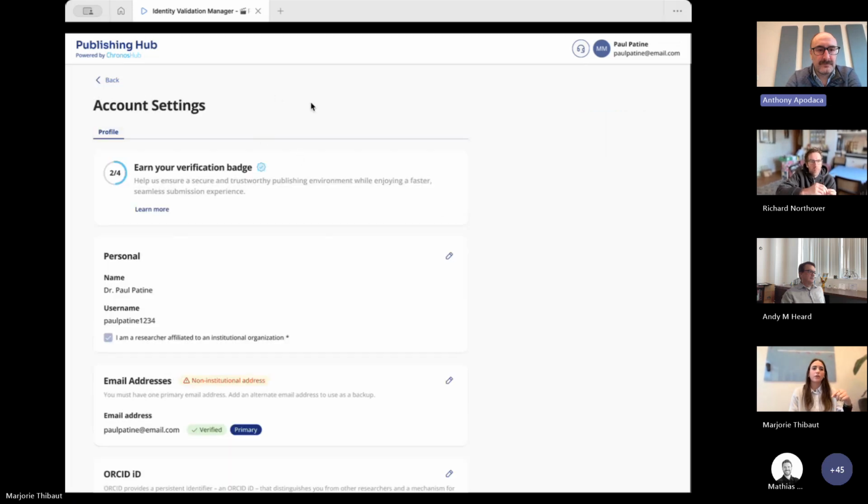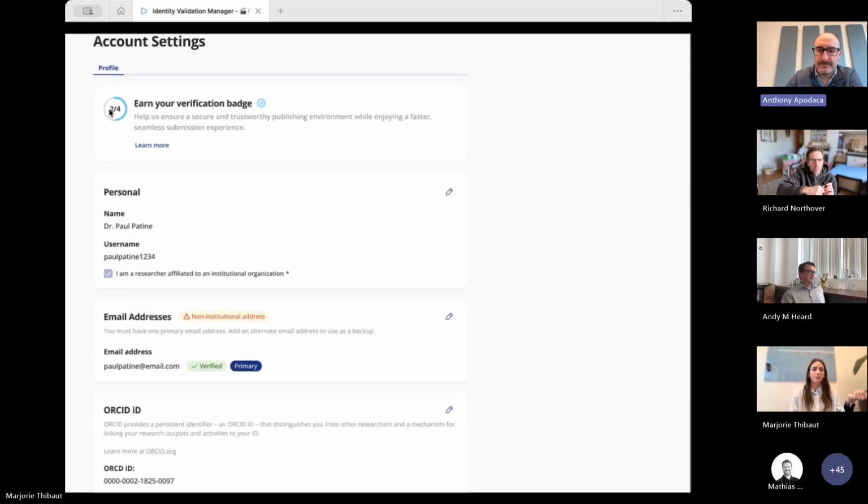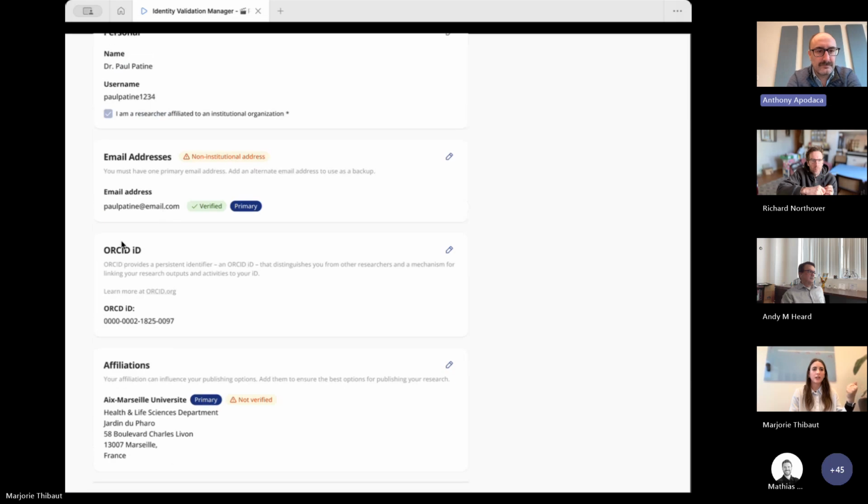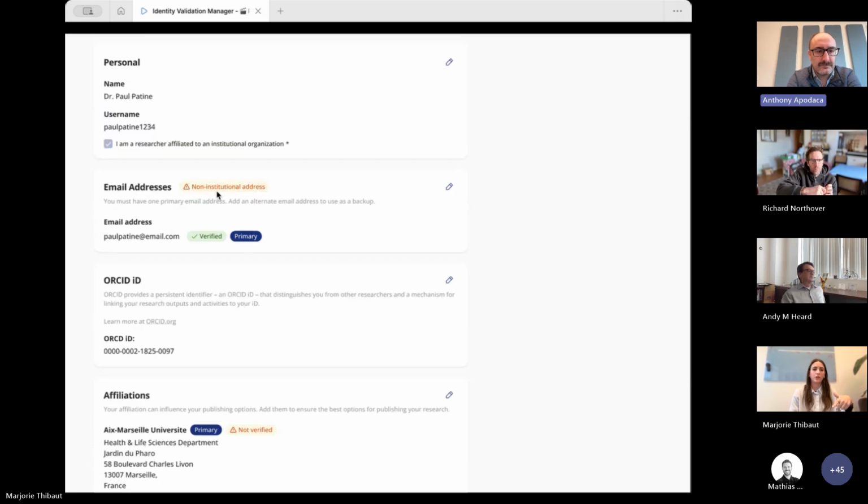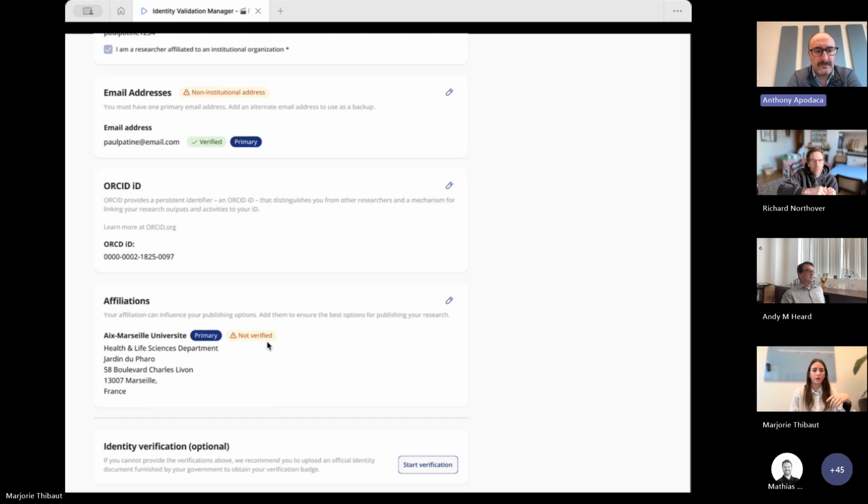And here on the profile, we can see the gamification element. So it's earn your verification badge to encourage the author to go through all the verification steps. So we have 2 already filled. It's the personal information and the ORCID ID. And what is missing is the email address, so a non-institutional address. This is the warning message, so we need to add an institutional address. And the affiliation needs to be verified.